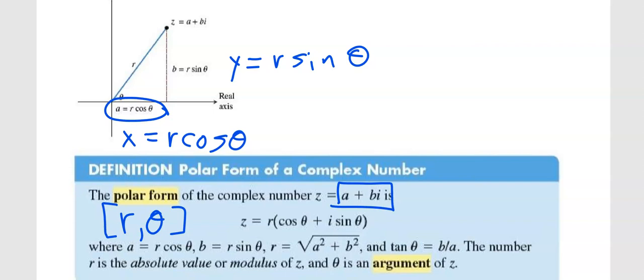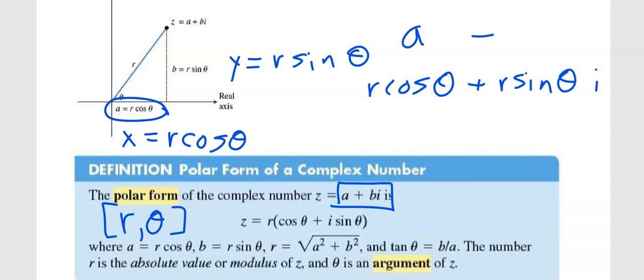So we have r cosine theta plus r sine theta i. That's the whole a plus bi, right? But what can you pull out of both of those? What do they both have in common? Just like we've seen in previous questions, or something similar to it in section 6.4, they both have an r in common, and we can pull that out. And so that's going to leave us with cosine theta plus.